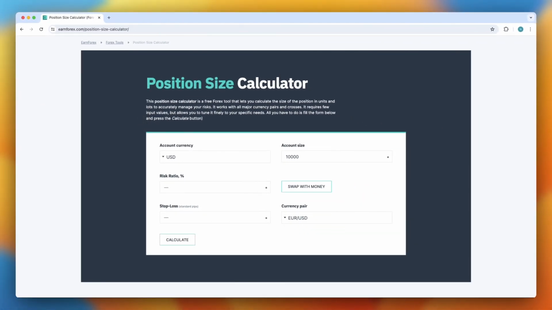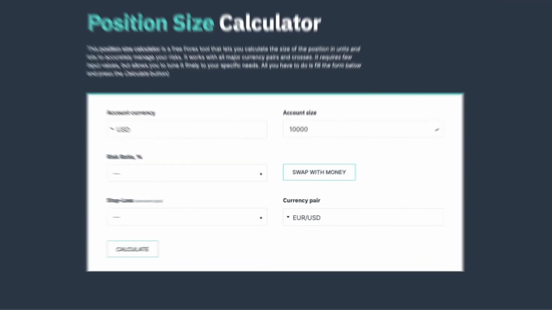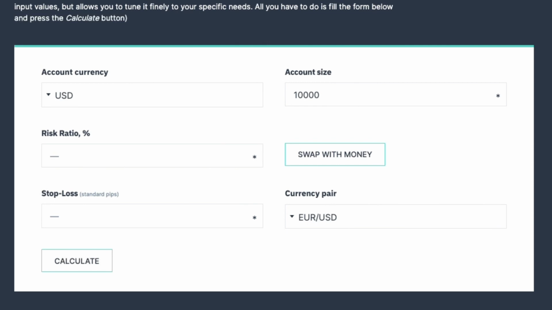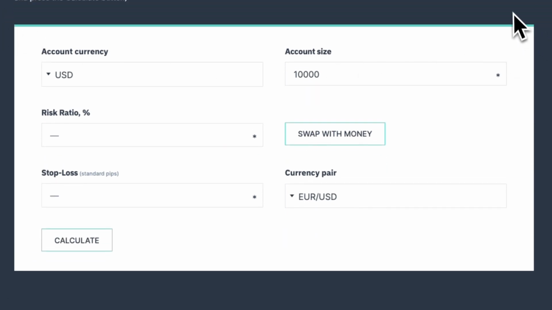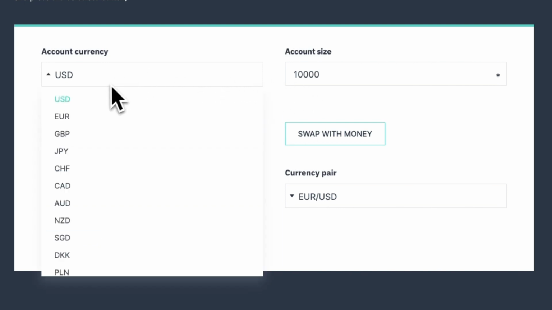And this calculator basically helps you determine how many units or lots you should trade based on your account parameters and risk tolerance. The first thing you need to select is your account currency. This is the currency your trading account is denominated in. For example, if your account is in USD, select USD from the drop-down menu.